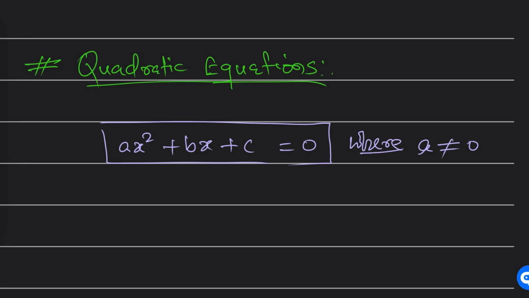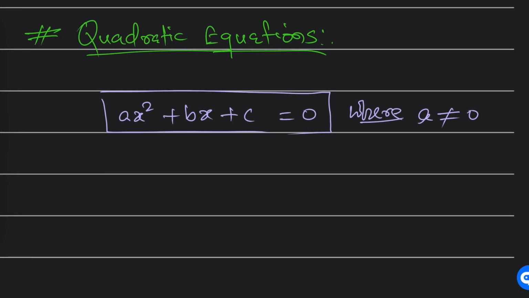That's why a must not be 0, right? Next, how to solve this, how to get the roots of these types of quadratic equations. So it's easy. There are multiple methods, right? You can go with the factorization method, but I'm discussing one method because one method is enough to solve all the questions of physics. So I'm discussing the formula directly.